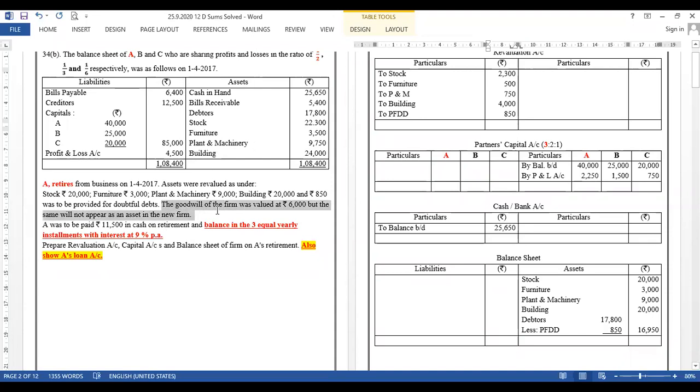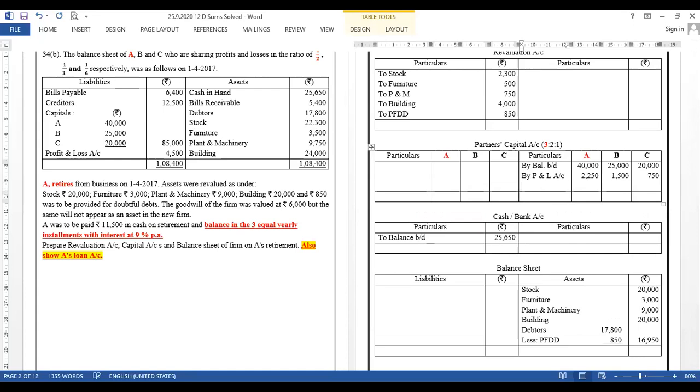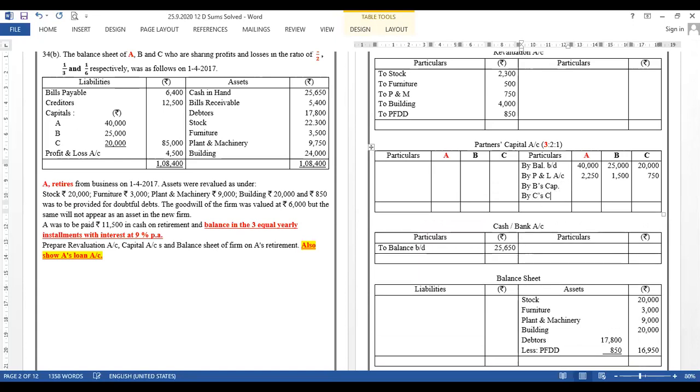The goodwill of the firm was valued at rupees 6,000, but the same will not appear as an asset in the new firm. That's fine. That's a very common adjustment. A retires, so let us find the value of A's share. Firm's goodwill is 6,000. Out of the firm's goodwill of 6,000, A's share is 3 by 6, that is 1 by 2. So half of 6,000 will be 3,000. This 3,000 will be contributed by the remaining two partners, B and C, in the ratio of 2:1, because we don't have any new ratio or gaining ratio. So basically, A will get a credit from B and C. This is a very simple adjustment now: by B's capital and by C's capital. In the column of A, rupees 3,000, A has been given a credit. Now on the debit side, let me write, to A's capital, and B and C have contributed rupees 2,000 and 1,000. So we are done with that goodwill effect.